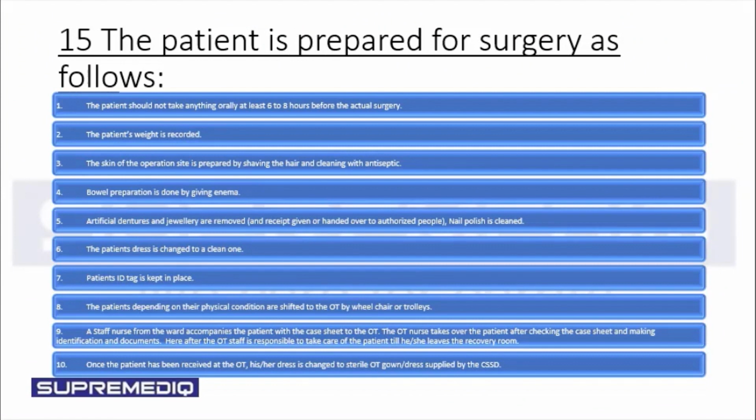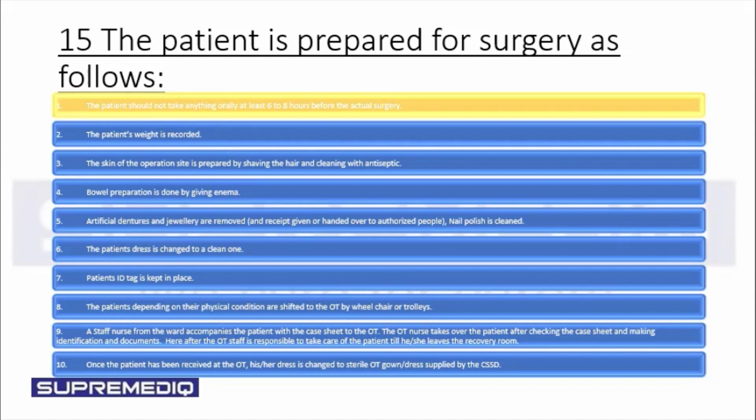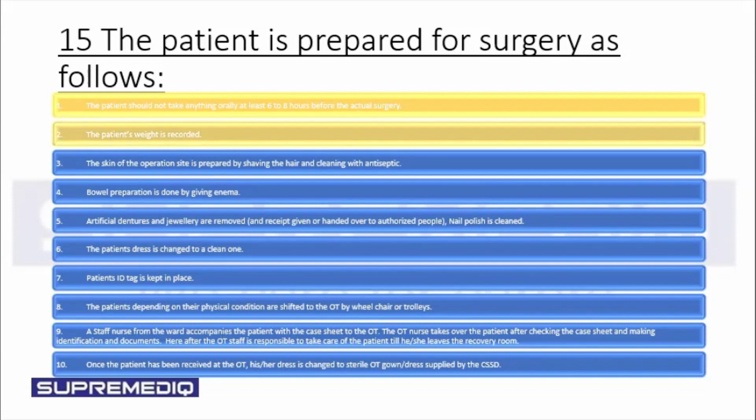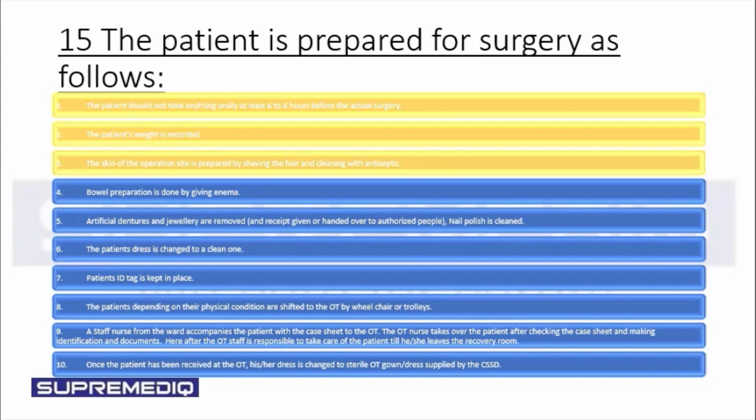The patient is prepared for surgery as follows. 1. The patient should not take anything orally at least 6 to 8 hours before the actual surgery. 2. The patient's weight is recorded. 3. The skin of the operation site is prepared by shaving the hair and cleaning with antiseptic. 4. Bowel preparation is done by giving enema. 5. Artificial dentures and jewelry are removed, and a receipt is given or handed over to authorized people.